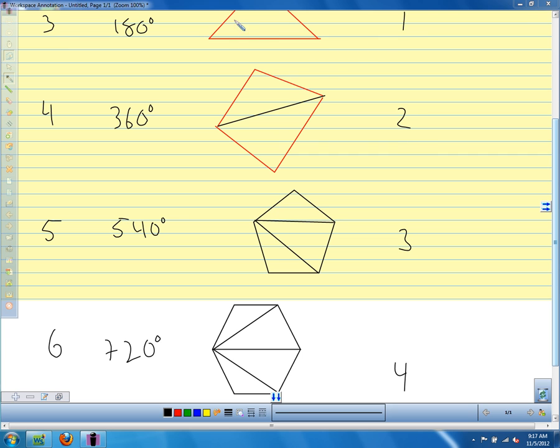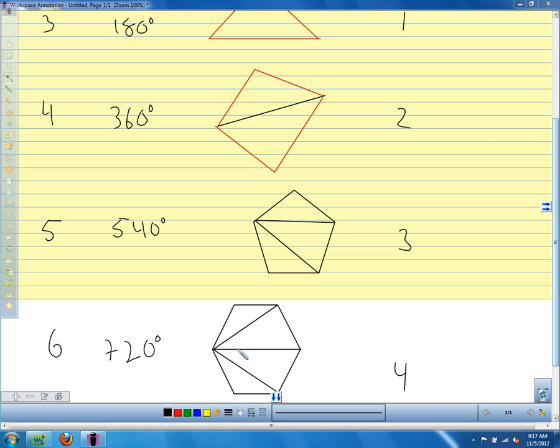So if I have a shape, I can divide it into triangles, and I get 2 fewer triangles than the number of sides. And all the angles inside add up to all the angles inside those triangles. So here I have 2 triangles, I get 360 degrees. Here I have 3 triangles, I get 540 degrees, 3 times 180. Here I have 4 triangles, and they add up to 720 degrees. I get 4 times 180.